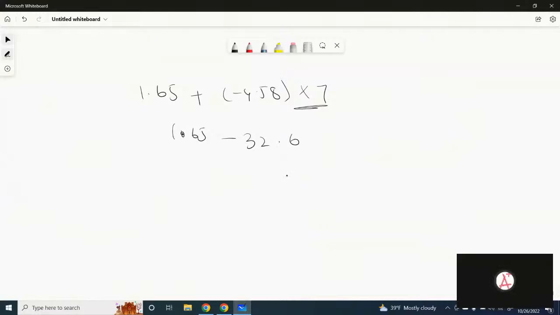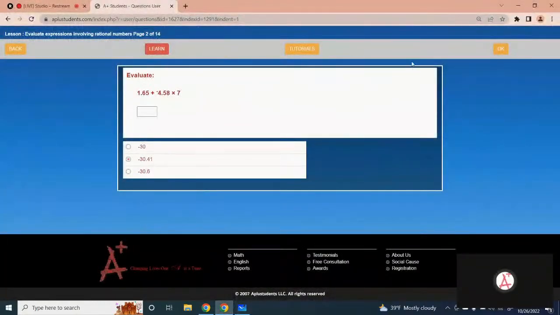So it would be 1.65 minus 32.06, which is negative 30.41. Got it? Whenever you have an addition and multiplication in the same question, you have to do multiplication first. So just select the correct option, click on negative 30.41, and then click on the OK button.